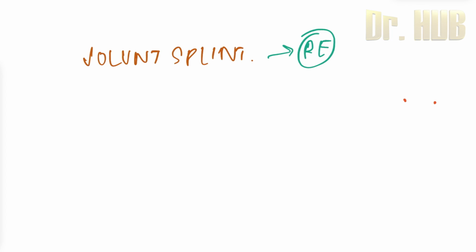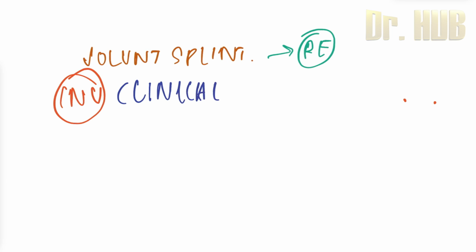So what is the investigation of the flail chest? The diagnosis is primarily clinical. Observe the patient for paradoxical chest wall motion. Ask the patient to cough and observe the chest cavity movement.